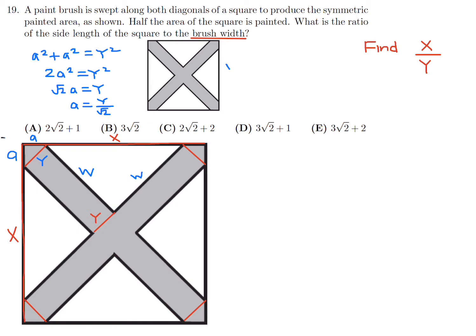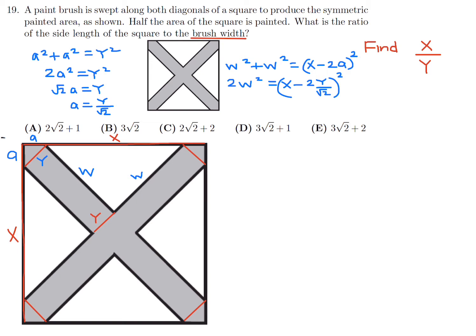But this is a little bit trickier. W squared plus W squared is not equal to X squared because X is all the way across. It's only equal to this, and that is X minus 2A. Correct? You got to subtract A from there and A from there. So that is the correct relationship, all squared. Don't forget to square it. So this becomes 2W squared is equal to X minus, but A we just figured out in terms of Y, so it'll be 2Y over root 2, all squared.